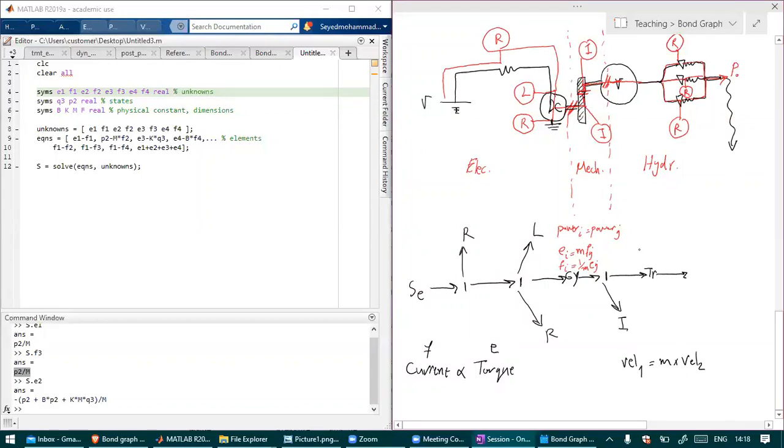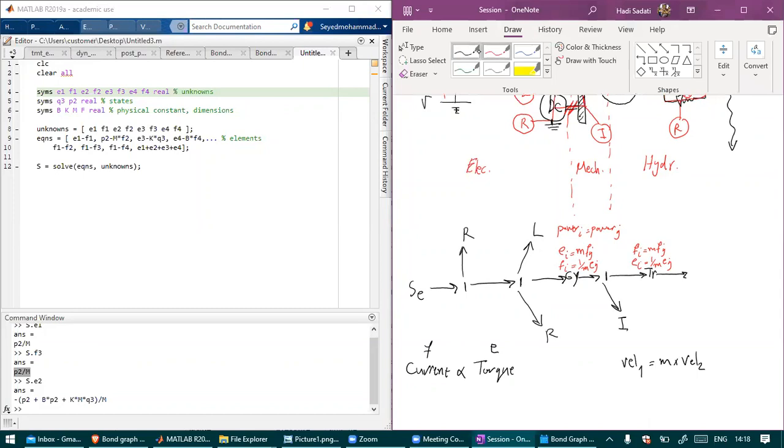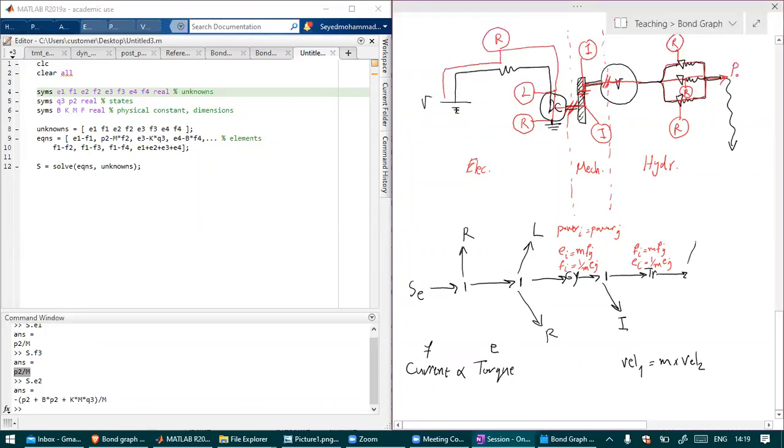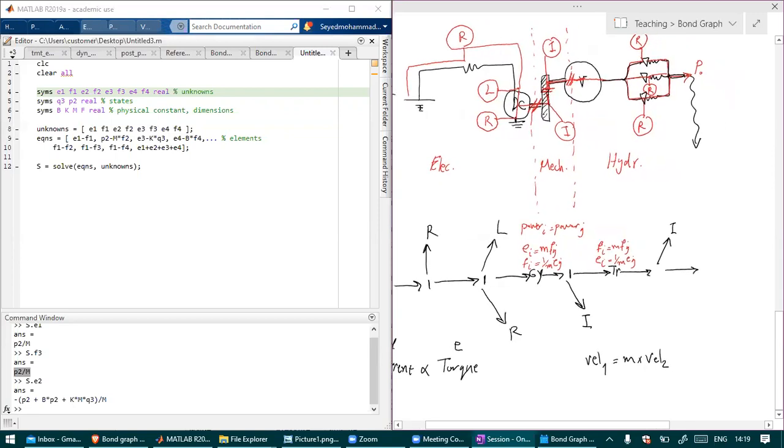So again, power remains constant. Flow I is equal to M flow J, and EI is equal to 1 divided by EJ. We use simply a transformer. Then again, part of the energy flows to the inertia of the second shaft, and then it flows through the hydraulic system. Again, the displacement remains constant on both sides of a mass, so we have a one junction.